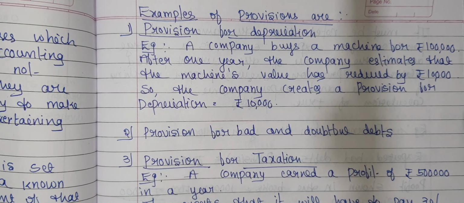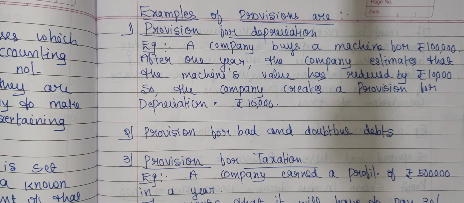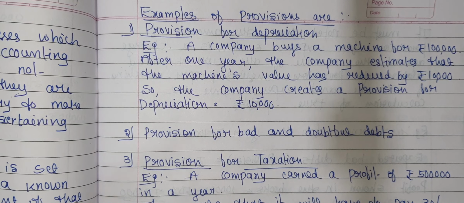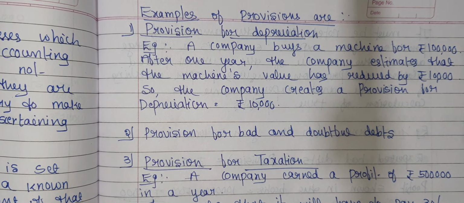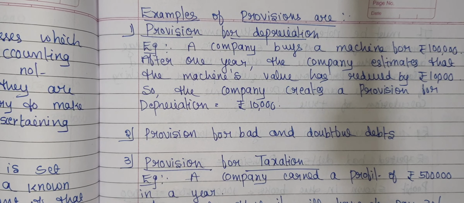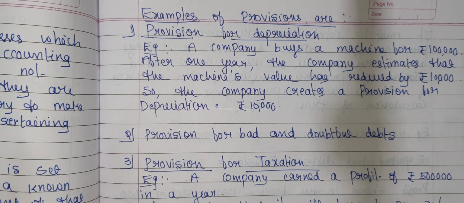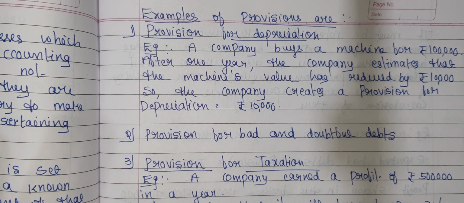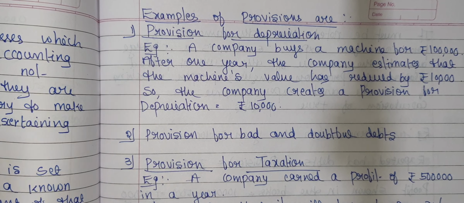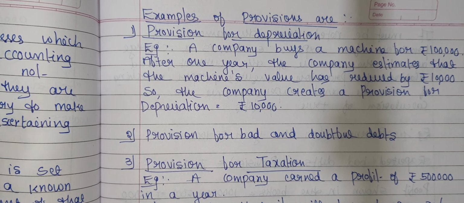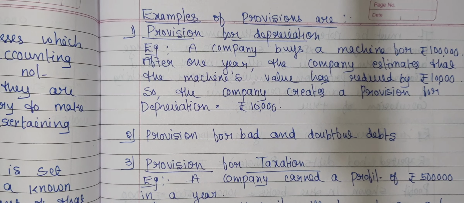First example is provision for depreciation. Depreciation means what? In the last class we have already discussed every fixed asset like machine, building, furniture or vehicle loses its value over time. Why? Because of use, wear and tear or age.